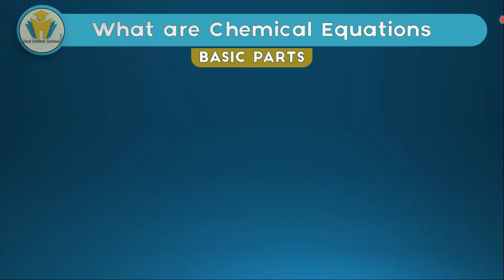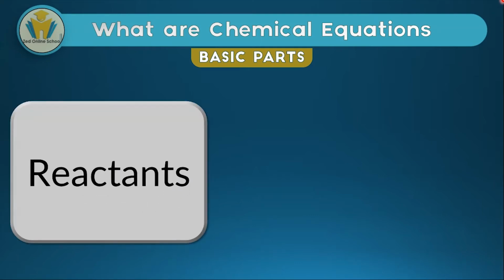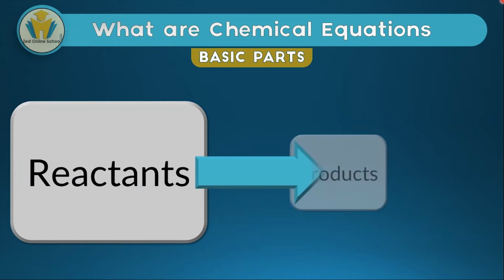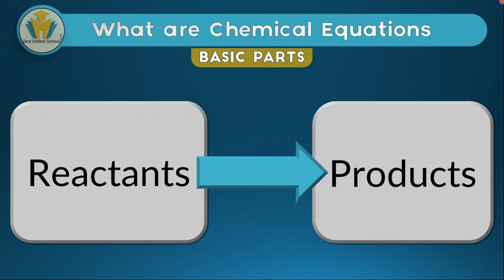Every chemical equation is made up of the following two parts. The reactants, which are the compounds or elements that are reacting together, and then when these react in a chemical reaction, we are going to have products. So the products are the result of the chemical reaction. These two things are the basic parts of a chemical equation. And every chemical equation has some reactants and some products.